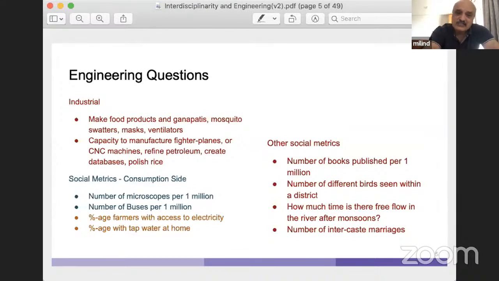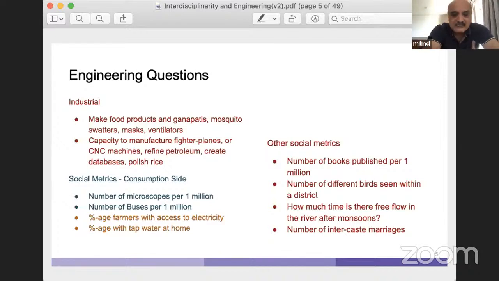But if you look at the social side, well, everything that is produced must be consumed. So it may be, for example, the number of microscopes per million. Do all our schools have microscopes? Or the number of buses per 1 million, right? So what is the vehicle of convenience? What is the vehicle of choice? And so these are product-based consumption.